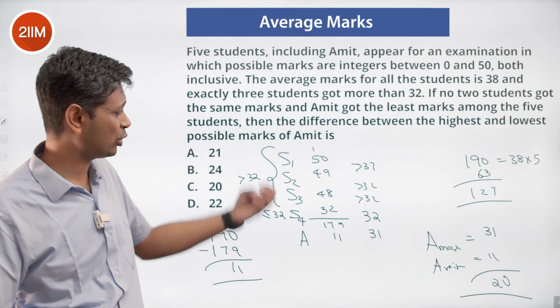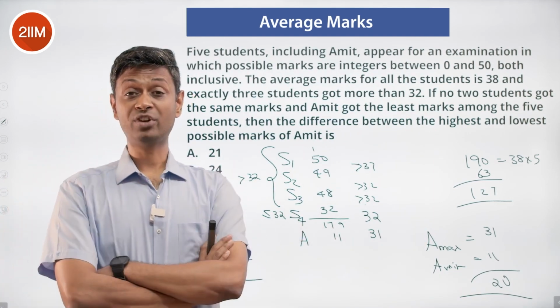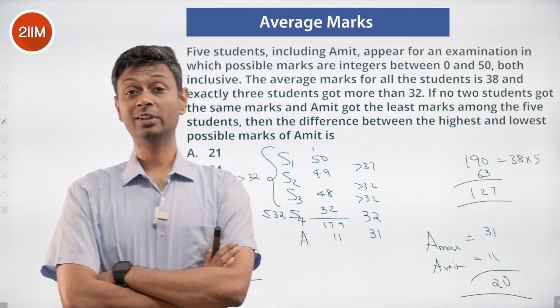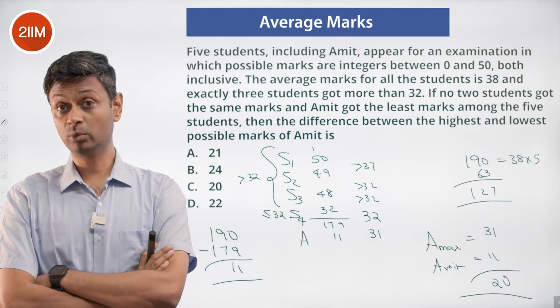Very nice question. Capture all the detail. Keep in mind that average is 38, so sum should be 190. 3 are more than 32. That means the fourth one is less than or equal to 32. It could still be equal to 32.